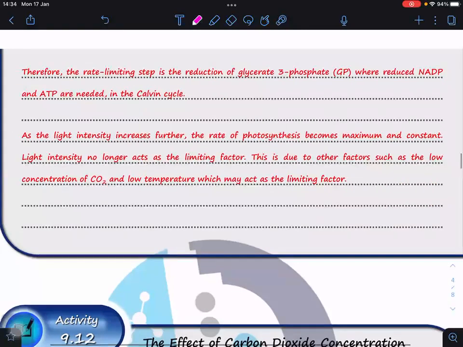So as light intensity increases further, the rate of photosynthesis becomes maximum and constant. So we know that light intensity no longer acts as a limiting factor. Other factors, for example, CO2 concentration too low or temperature not suitable, are now the limiting factor. Are you clear? Okay.